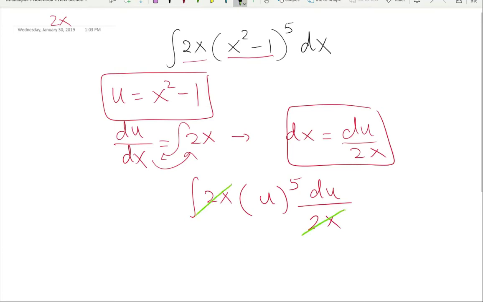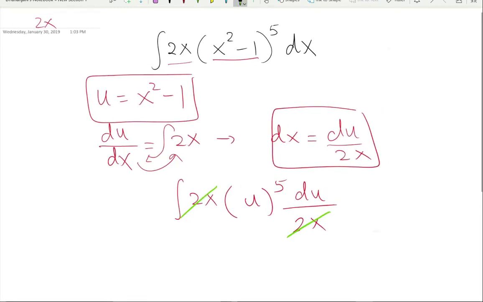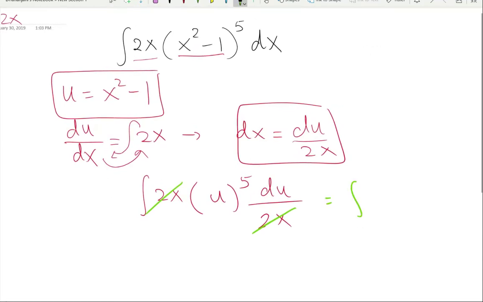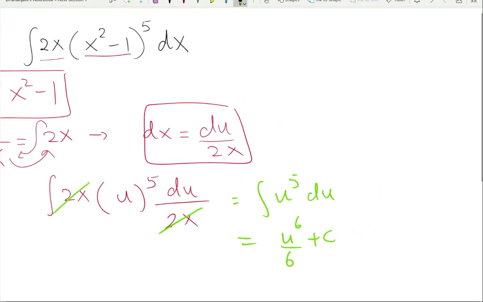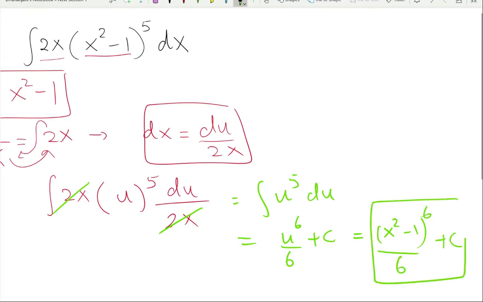The 2x cancel out. So what we get is the integral of u to the 5 with respect to u. If you integrate u to the 5, you get u to the 6 over 6 plus c. Let's replace u with x square minus 1. So x square minus 1 to the 6 over 6 is the solution of the integral.